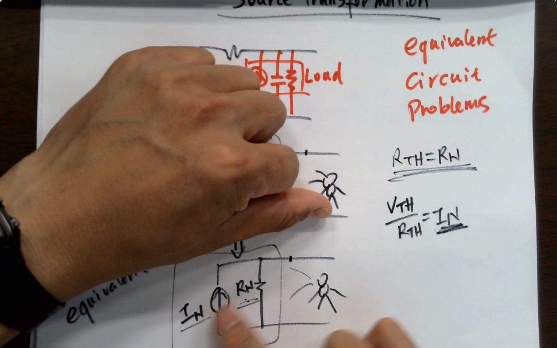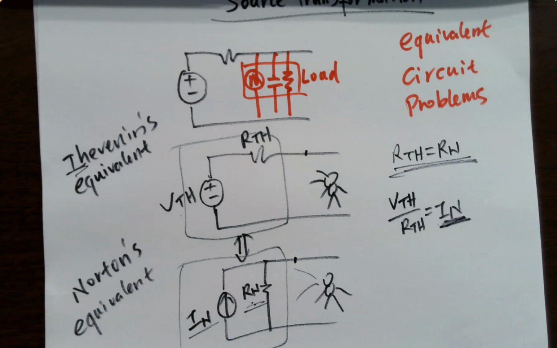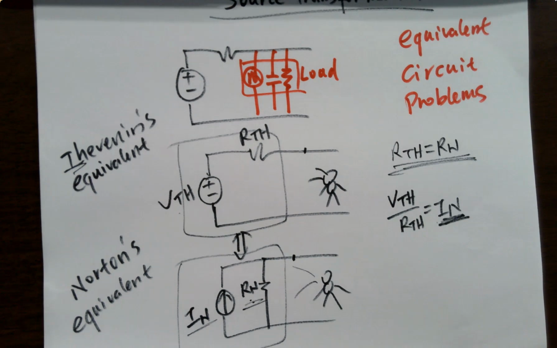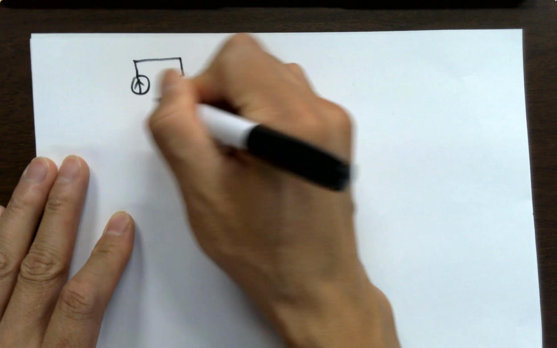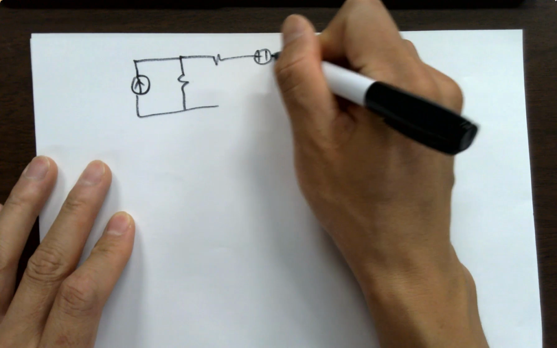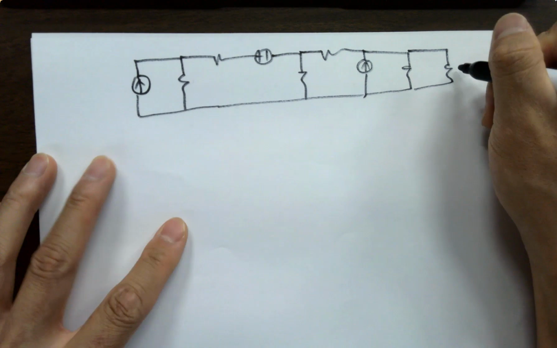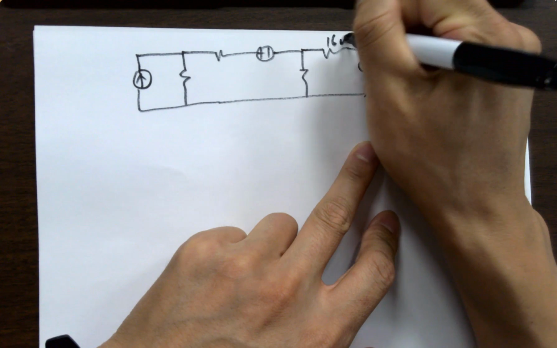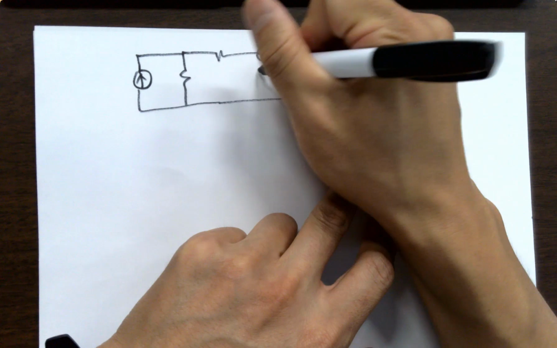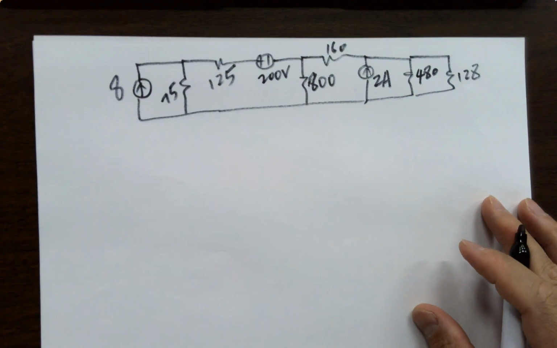Okay, so if you have this, IN times RN will be VTH, right? And then you just put the same resistor on the top. Let's see some examples. You can do it. Okay, here. Let's do the source transformation stuff.